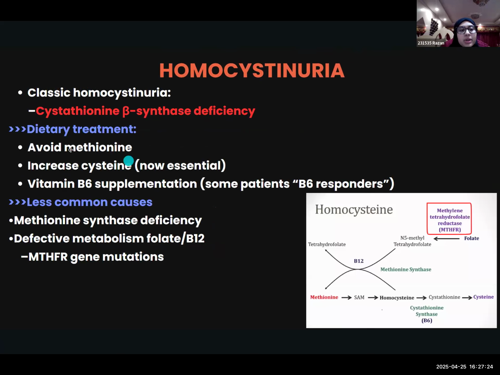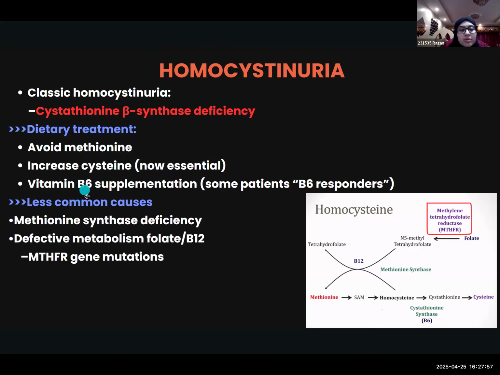How do you treat them? They should avoid methionine, and this is repeated in questions a lot, and you should increase cysteine. Why is that? Because if you have methionine, it is going to be converted into homocysteine, and the homocysteine is going to give you cysteine. Since the enzyme is deficient, you cannot have cysteine made in the body.